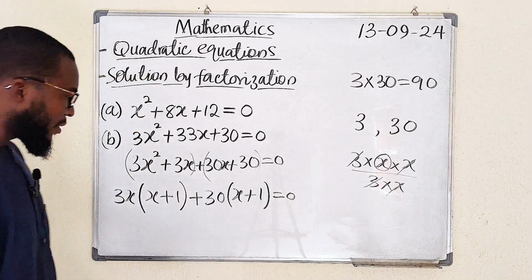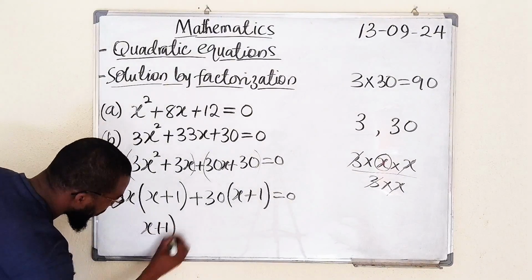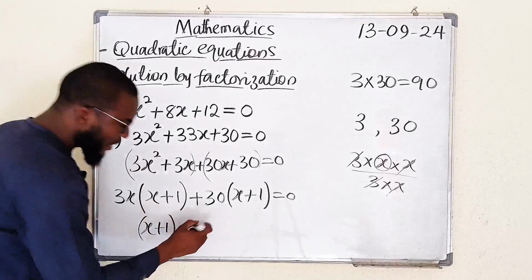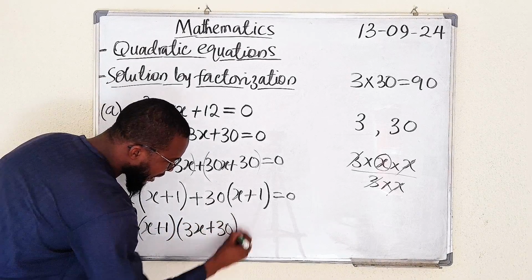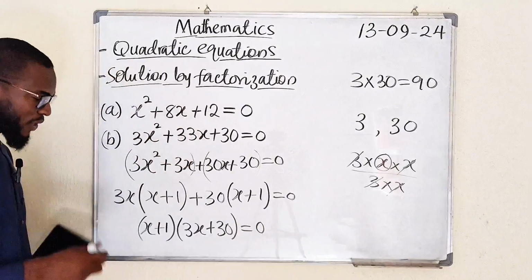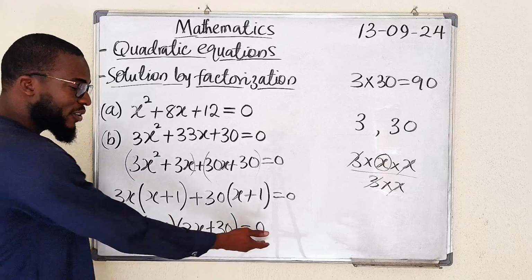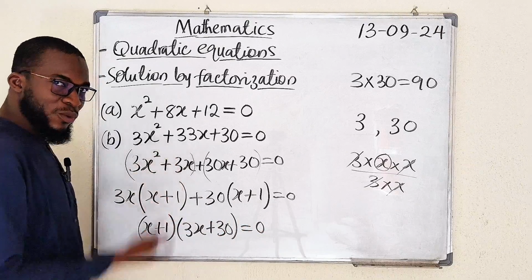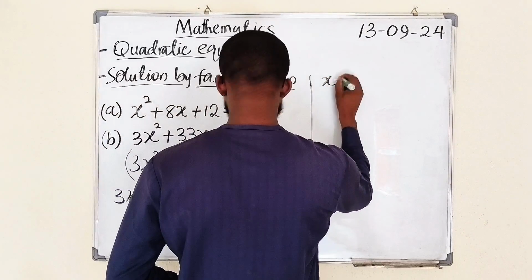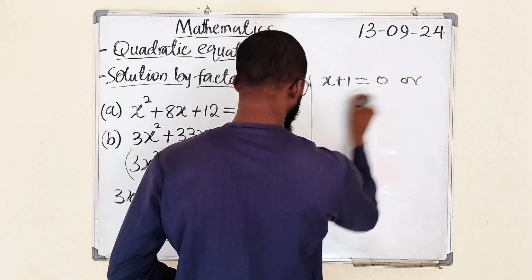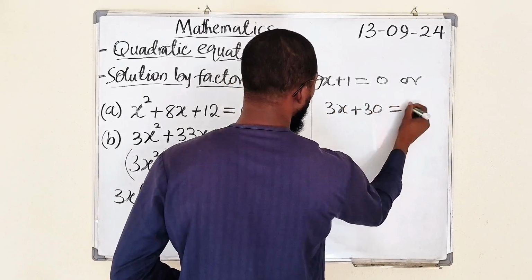Now you can see that the numbers under the parentheses are exactly the same. You pick 1, then 3x plus 30. 3x plus 30. And this is equal to 0. All right, we repeat the same process. Two numbers multiplying each other, the result is 0. It implies one of them must be 0 or all of them. Okay, so it implies either x plus 1 is equal to 0 or 3x plus 30 is equal to 0.